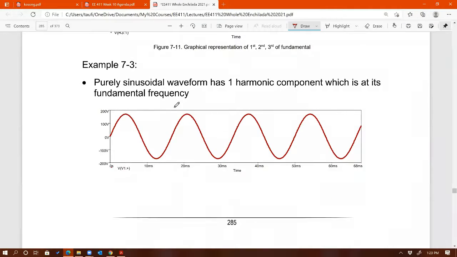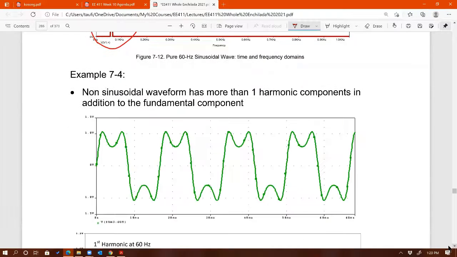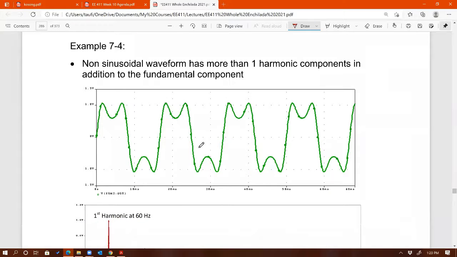So a pure sinusoidal waveform should have one harmonic component, which is at its fundamental frequency. If you have a clean, ideal sine wave like this, this is the time domain. If you look at the frequency domain of this, you should only see one component right there, at 60 hertz, for example. So that's the fundamental component. But if you have non-sinusoidal waveforms such as this, then right away you should expect to see frequency components that are more than just the fundamental component.